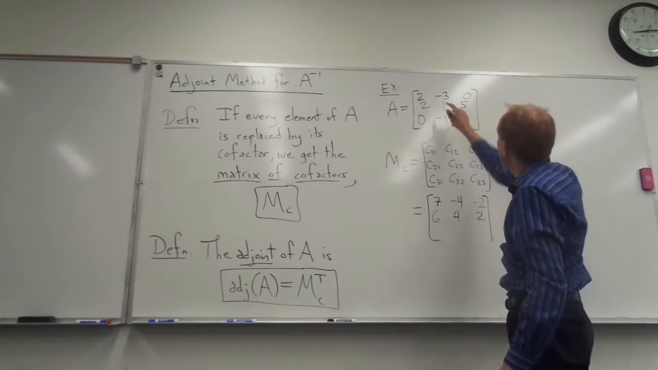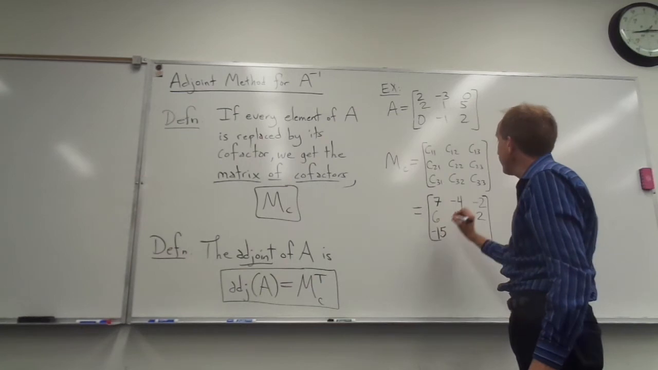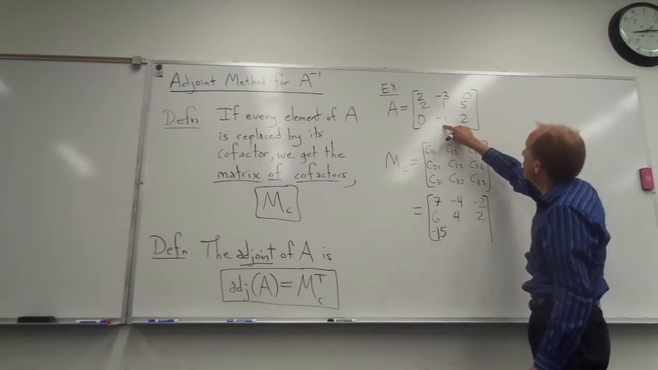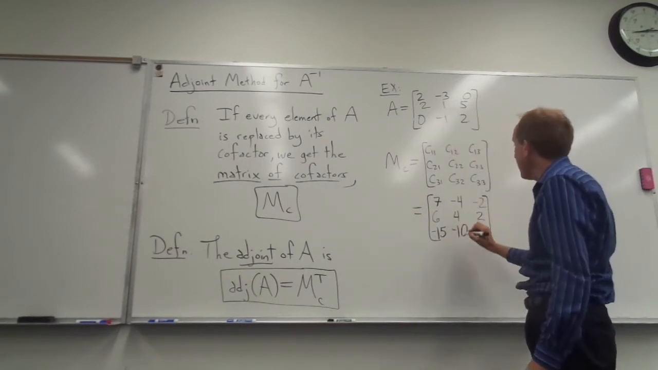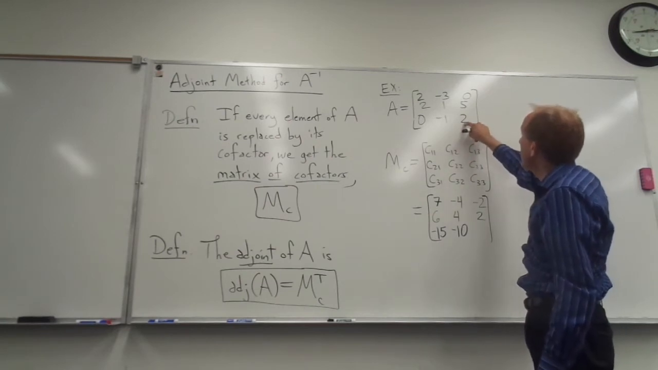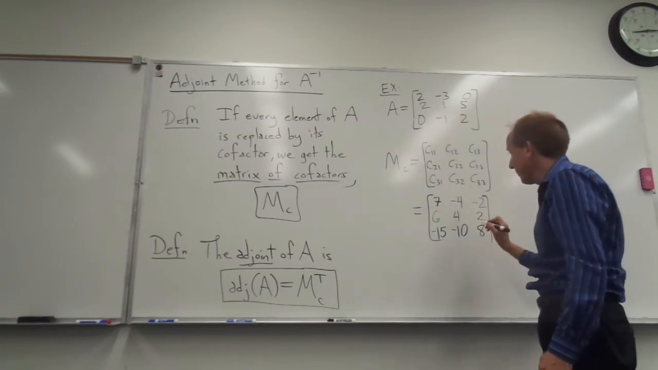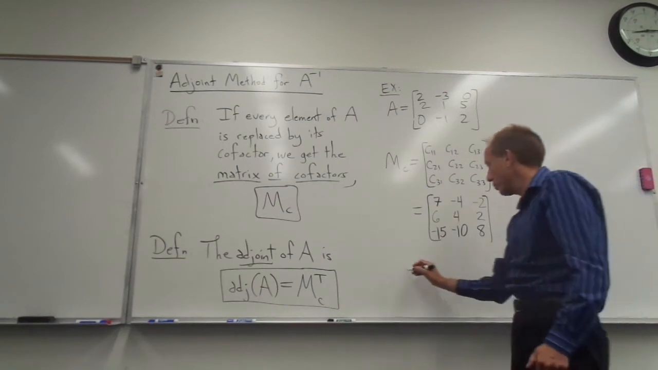The 3-1 cofactor looks like it's going to be -15. And the 3-2 cofactor is going to be -10. And the 3-3 cofactor is going to be 8. Okay? So that's the matrix of cofactors.